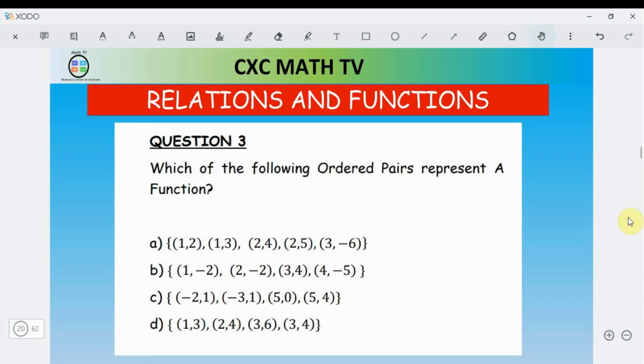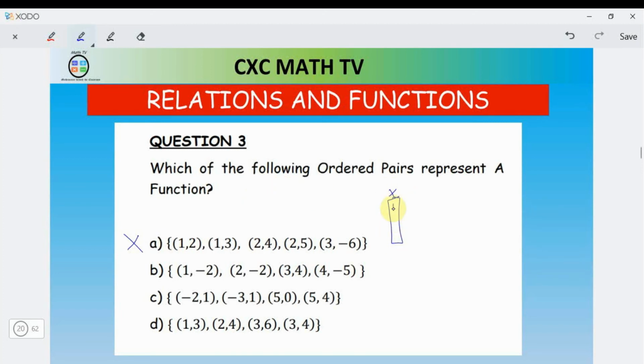All right. So first thing again, we know that each element in the domain must map to only one element in the range. Now look at option A. Option A is out because if we were to construct a mapping diagram, we see that element 1 is mapping to two different y values. It's mapping to 2 and it's mapping to 3, right? So option A is out.